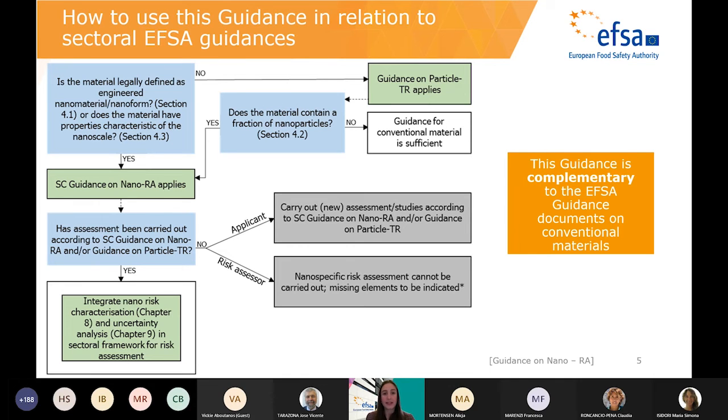So if the material falls under the scope of this guidance and is legally defined as engineered nanomaterial, nanoform, or has properties characteristic of the nanoscale, the guidance should be applied. Otherwise, the guidance on particle technical requirements could be useful to understand if the material contains a fraction of nanoparticles. If this is not the case, the guidance for conventional material is sufficient. Otherwise, the guidance should be applied.